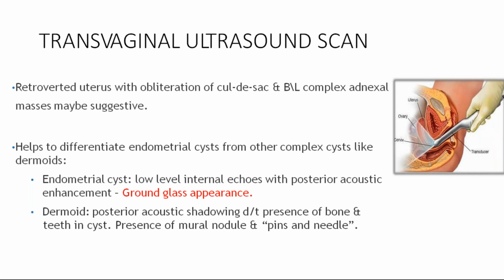So in endometrial cysts, low-level internal echoes with posterior acoustic enhancement will be seen. There will be a ground glass appearance in our endometriotic cyst. If it is a dermoid cyst, you all know there will be posterior acoustic shadowing. You will feel like bone or tooth, opacities will be seen, hair will be seen in case of dermoid cyst, and the presence of a mural nodule, pin and needle.